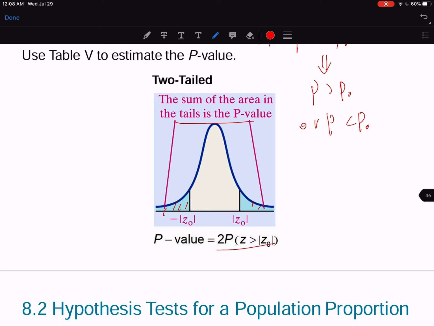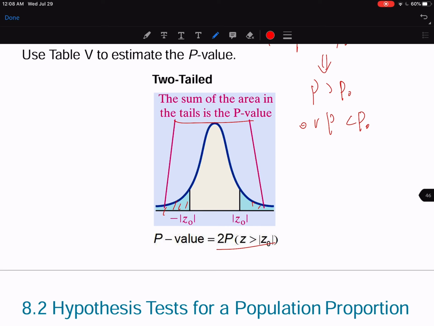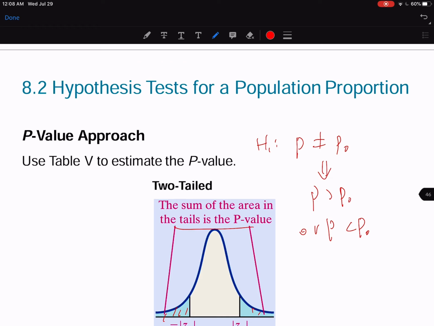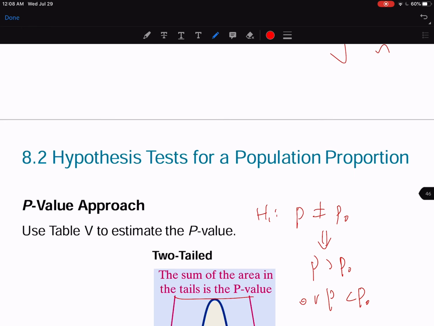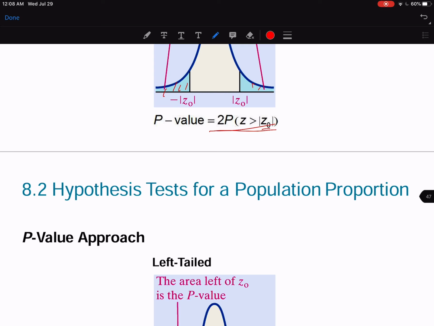So that would be 2 times the probability that z is greater than the absolute value of z sub 0. The reason why we put the absolute value here is just to make sure it's positive. This is for the two-tailed test. The p-value is equal to 2 times the probability that z is greater than z sub 0. Of course, you can get the z sub 0 from the formula up here.